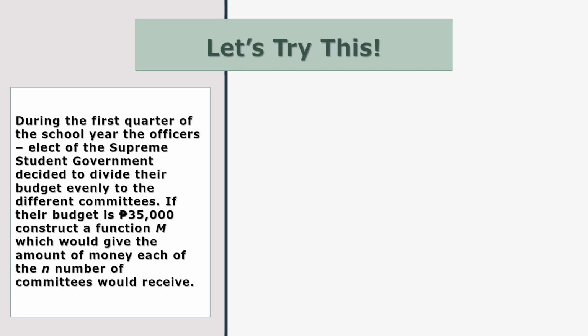Now let's try this example. During the first quarter of the school year, the officers-elect of the Supreme Student Government decided to divide their budget evenly to the different committees. If their budget is 35,000 pesos, construct a function m which would give the amount of money each of the n number of committees would receive.